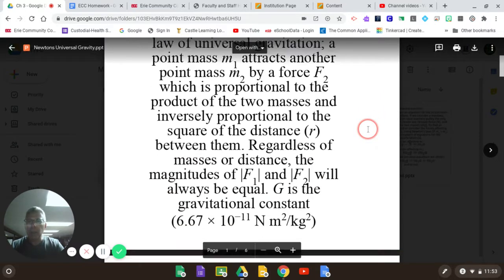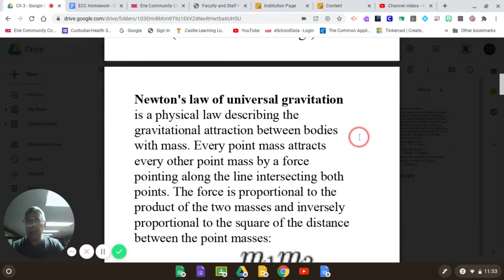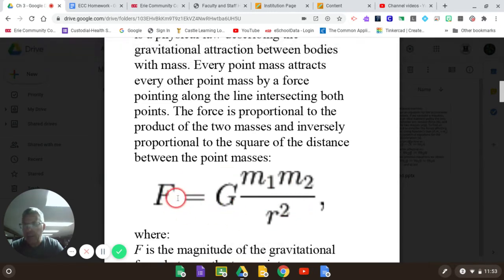Okay? So it says, Newton's law of universal gravitation is a physical law describing the gravitational attraction between bodies with mass. Every point mass attracts every other point mass by a force pointing along the line intersecting both points. The force is proportional to the product of the two masses and inversely proportional to the square of the distance between the point masses. So this is the master formula that came out. F equals big G, right? Little g, that's 9.81. Big G, 6.67 times 10 to the minus 11th, times mass 1 times mass 2, divided by the distance between the centers squared.